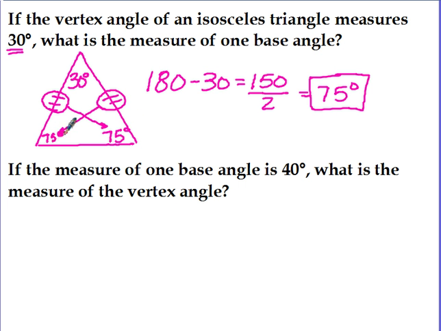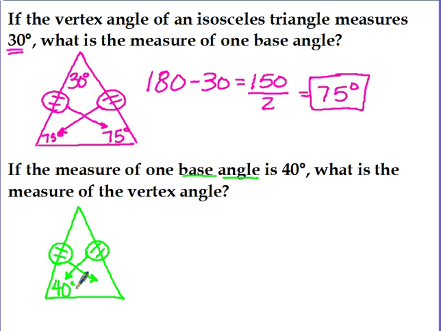Now this one on the bottom, again, I have an isosceles triangle. And I see that it doesn't say that in the problem. It doesn't say the words isosceles triangle, but it still says base angle. So we should know that that means it's an isosceles triangle. So again, these are the same. So if one base angle is 40 degrees, that means the other base angle is 40 degrees.